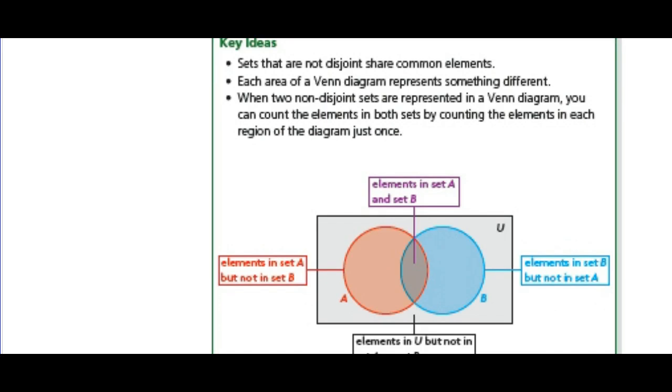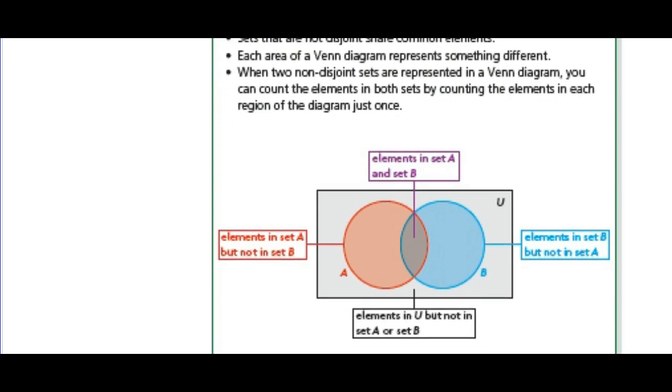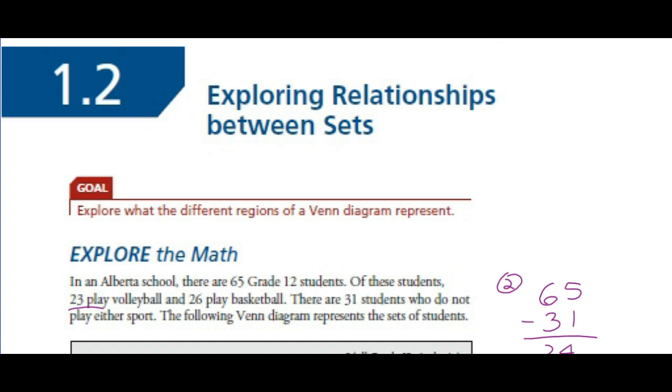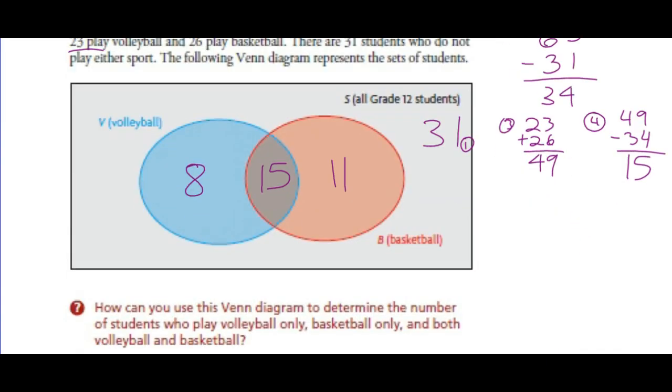Each area of a Venn diagram represents something different. When 2 non-disjoint sets are represented in a Venn diagram, you can count the elements in both sets by counting the elements in each region of the diagram just once. So that's what we did here. We just counted each region. 8 play only volleyball. 11 play only basketball. 15 play both volleyball and basketball. And 31 play neither. Total of 65 students.